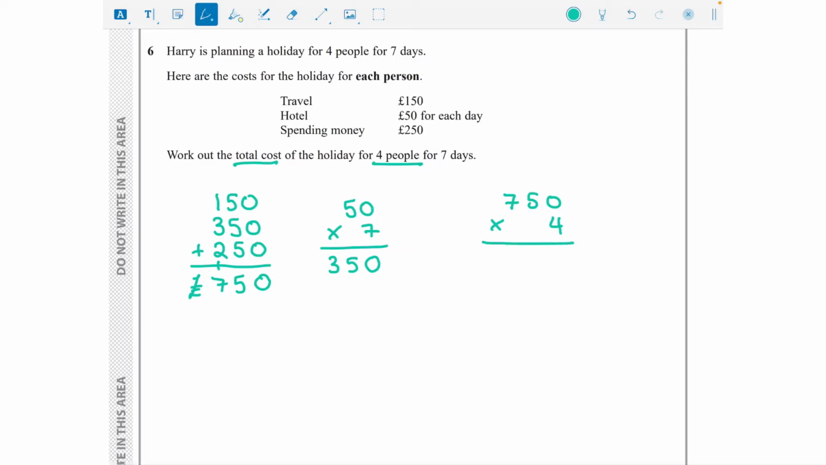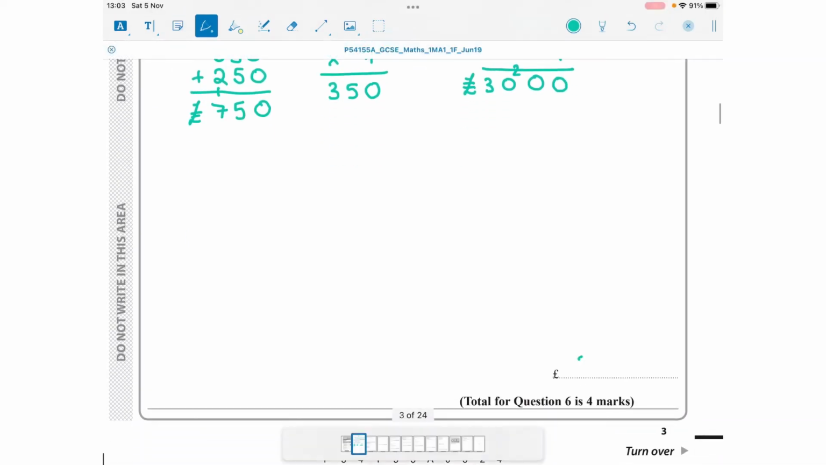So 4 times 0 is 0. 4 times 5 is 20. So 0 here, carry the 2. And 4 times 7 is 28. Add the 2 is 30. So that is £3,000. And that's our final answer. That is the cost for the holiday for 4 people. So let's just pop that on the answer line.